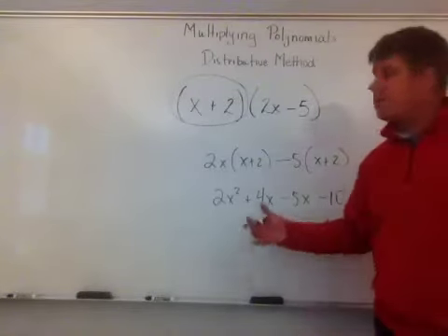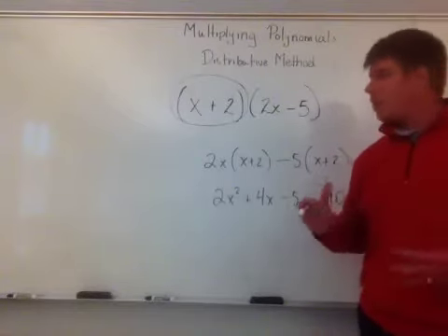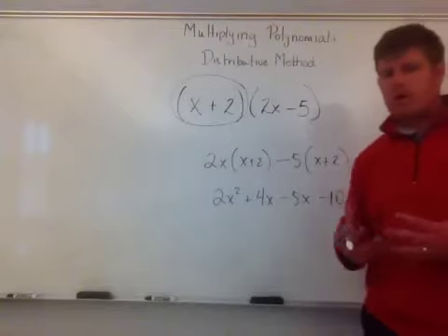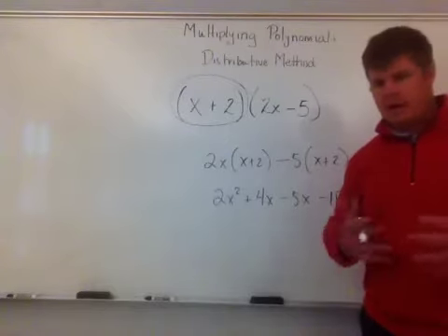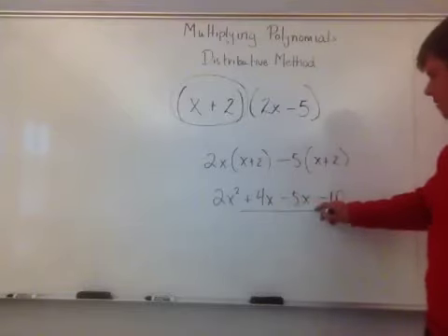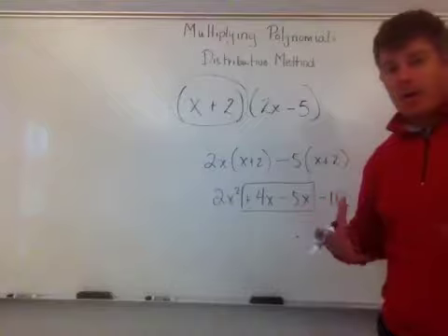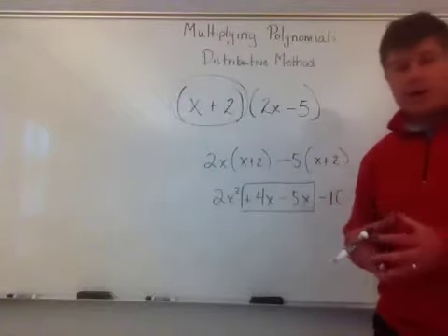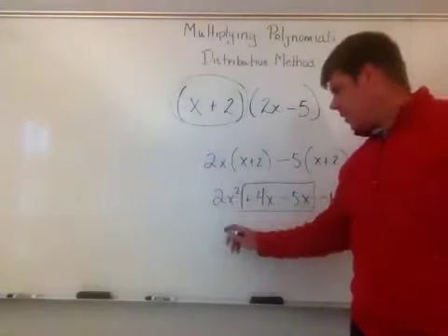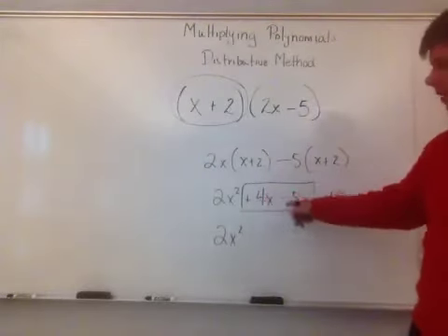And in this case, when you do this distributive method, a lot of the times what you're going to find here is that it works out pretty nicely that all your like terms are going to end up being very close to each other. In this case, positive 4x and negative 5x are my like terms, and they're not only in the middle, but they're right next to each other. So this 2x squared, there's no other like terms, so I get 2x squared. All I have to do now is combine my like terms.